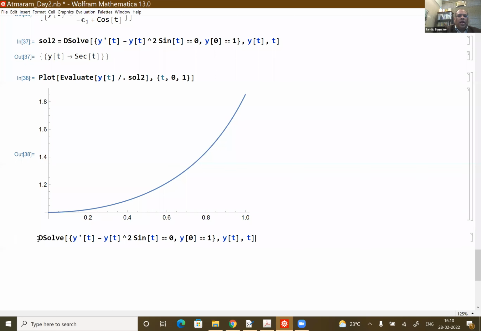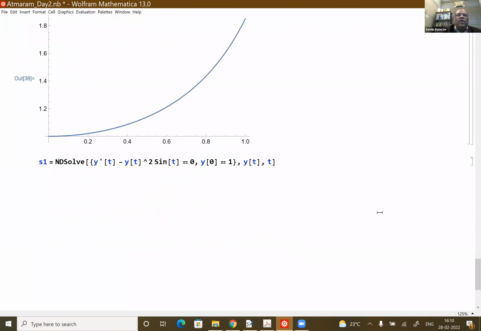So I name it as say S1. So this is the analytical solution of the differential equation, but not always will you be able to get the analytical solution. So obviously I have to go to the numerical solution, and the command for that is NDSolve. So generally we always use this NDSolve.